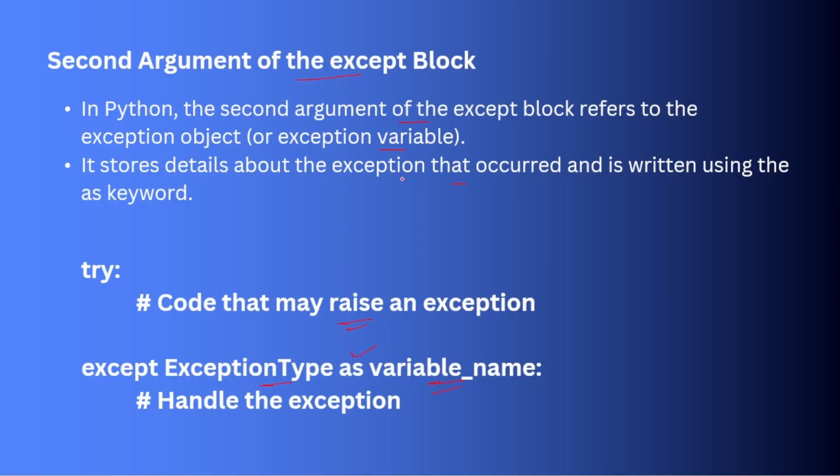It stores details about the exception, what exception has occurred. So exception type is the type of exception, like ZeroDivisionError, ValueError, and the variable name, such as e or message, whatever, is the exception object which contains information about the error. Okay, I'll just show this on PyCharm so that it becomes clear.